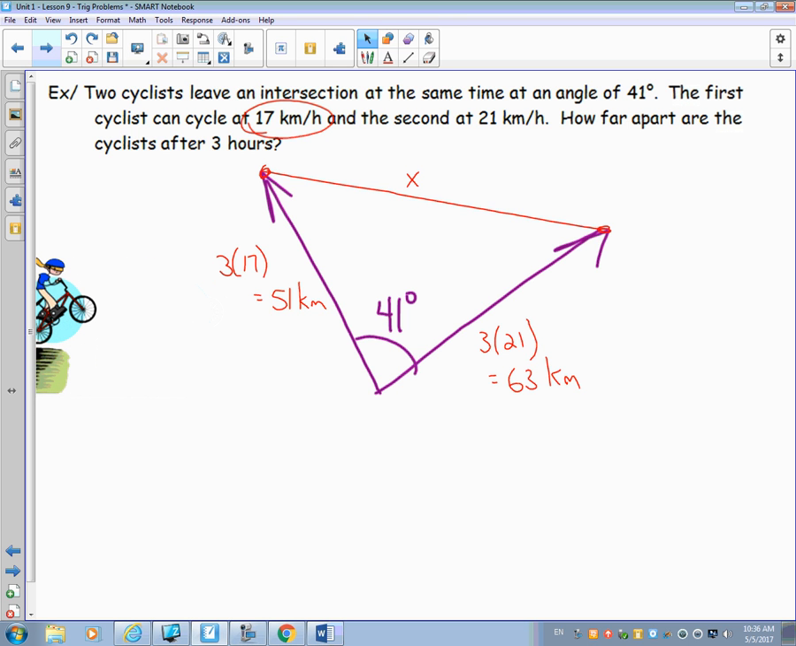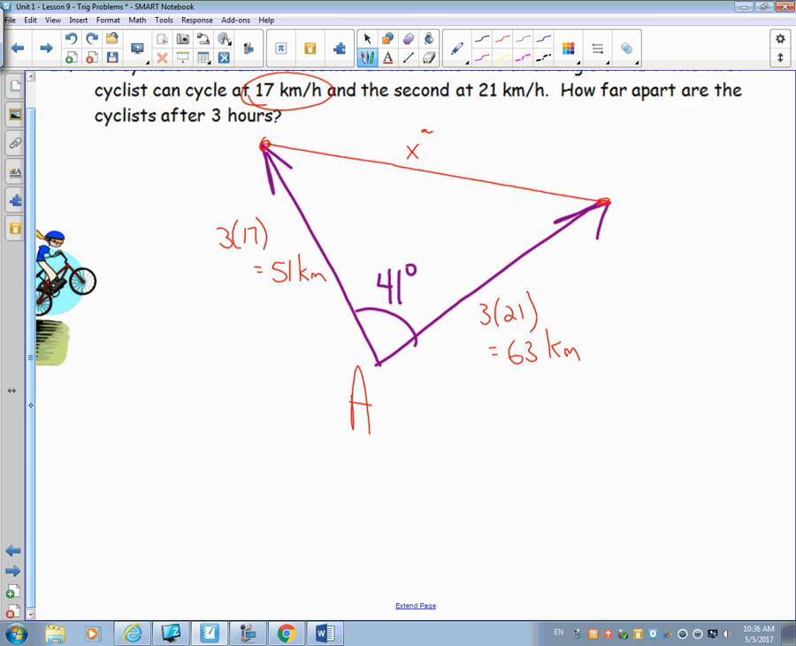What math am I doing? It's not right angled, so I can't use SOHCAHTOA. So for pairs, 41 goes with x, but I don't know x. The 63 and the 51, I don't know the angles across from them. That means this is a cosine law question. In cosine law, big A and little a are the sides that matter. So x squared equals b squared plus c squared minus 2 times b times c times the cos of my angle. It's like example number 3 that we did, right?